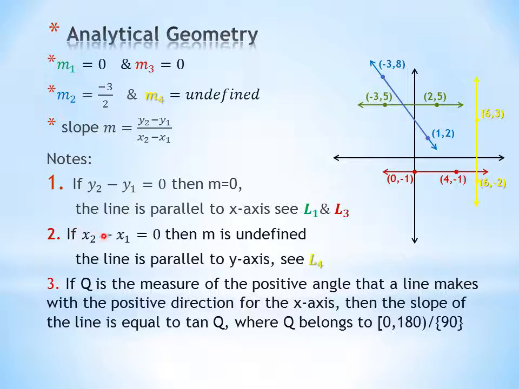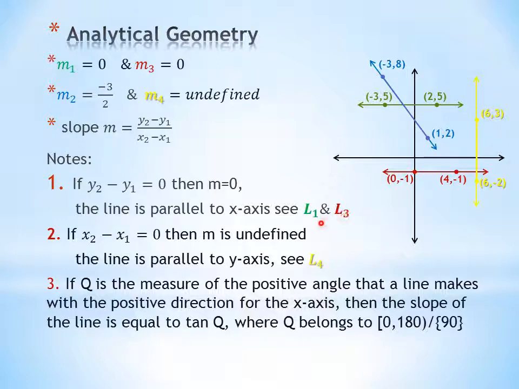Now we come to x. If x2 minus x1 equals 0, we know that the slope rule has x2 minus x1 in the denominator. So if the denominator is 0, then the whole fraction is undefined. That's why for the yellow line L4, we see that 6 minus 6 is 0, and that's in the denominator. So any line which has x2 and x1 equal, the slope is undefined. And see that this line and other lines having the same value for x are parallel to the y-axis, such as L4.